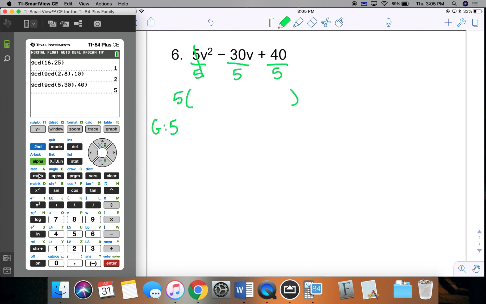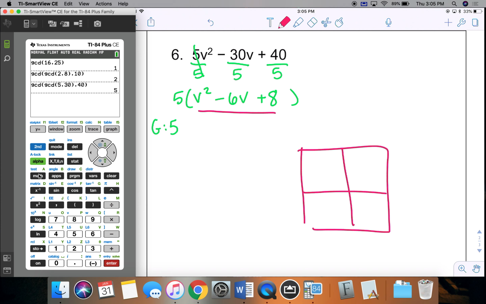Now this one, it would not be 5v because they do not all share a v. So 5 divided by 5 cancels, and I'm left with v squared. Negative 30 divided by 5 is negative 6, and 40 divided by 5 is 8. I will now use what's left in parentheses for my box and the P and the S. So my box is the first and the last terms. My product is those two things multiplied together.